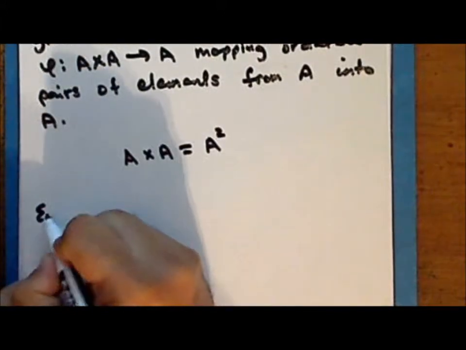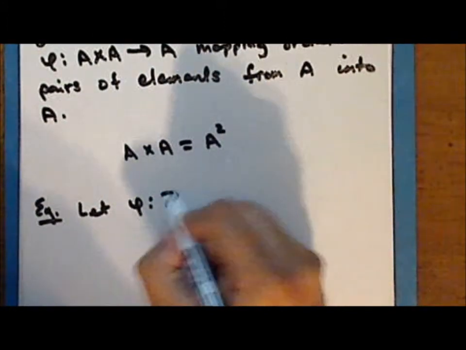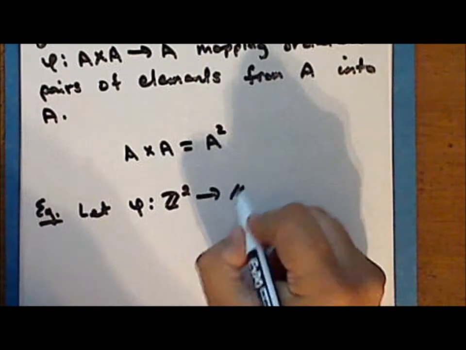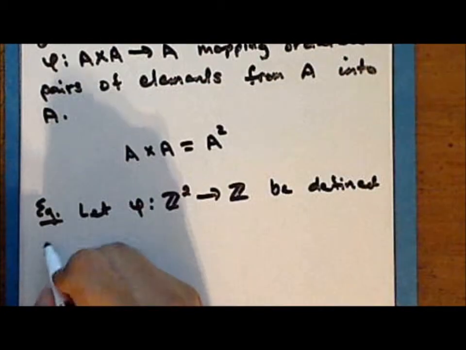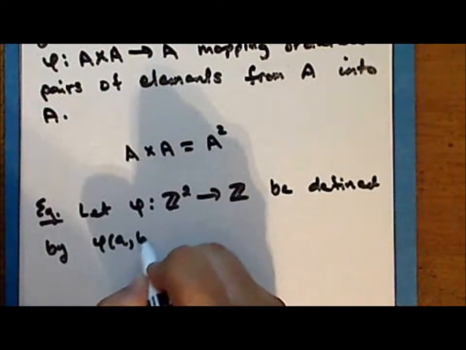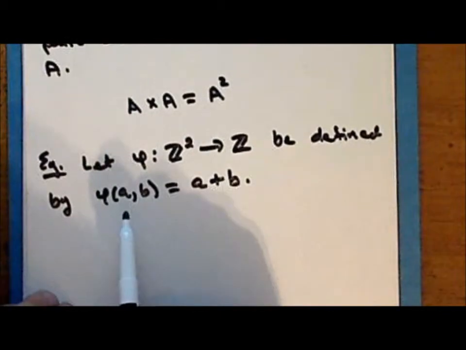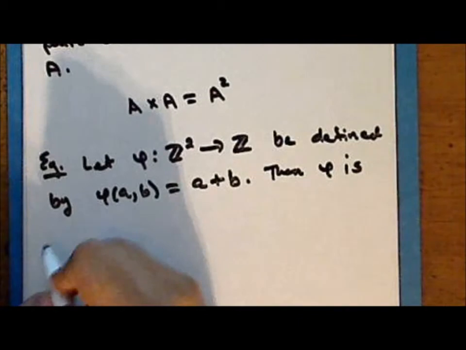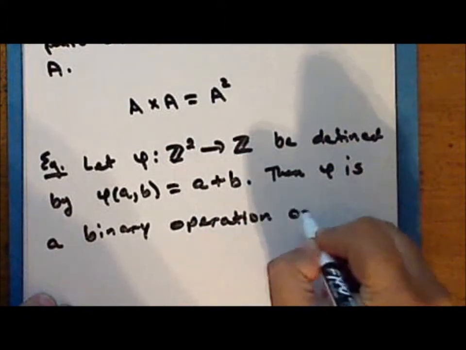So let's look at some examples, or an example of a binary operation. Let phi be the map from Z squared, that is the Cartesian product of the set of integers with itself, into the set of integers, and let this function be defined by phi of the ordered pair (a, b) is the sum a plus b. Then, if we add any two integers, we once again have an integer. And so this function, phi, is a binary operation on the set of integers.